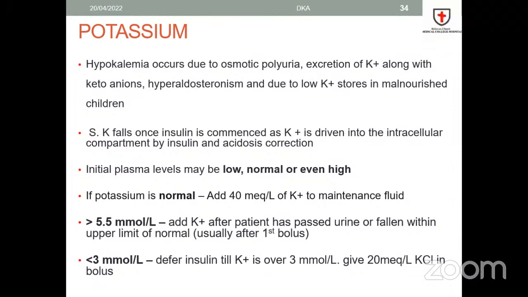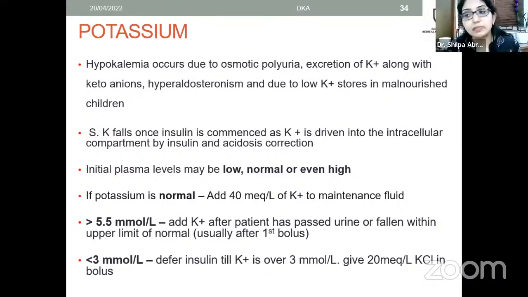And as you start insulin, potassium is going to fall. So always remember, it's very important to keep a track of potassium in DKA and to correct appropriately. The initial levels can be low, normal, or even high sometimes. So what do you do if your potassium levels are normal initially? You have to add double maintenance potassium. Usually the normal maintenance potassium is 20 milliequivalents per liter. So if you have a normal potassium, we add double maintenance of potassium to your maintenance fluid.